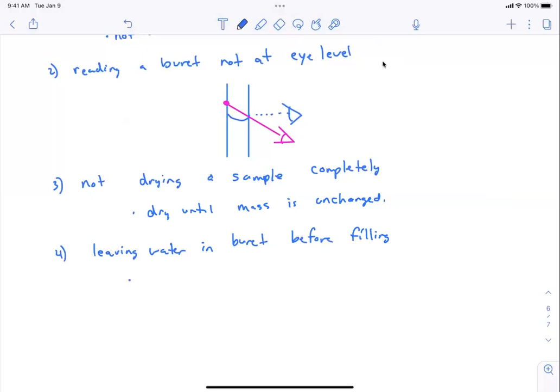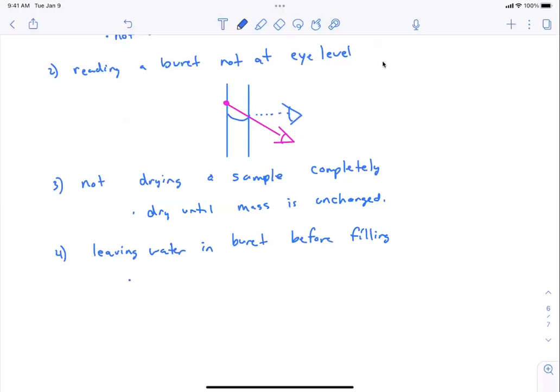Okay, how do we measure that? Yes, Cass. How does that affect it? How does leaving water in the burette before you fill it with a, yes, that's not. Okay, you're on the right track.